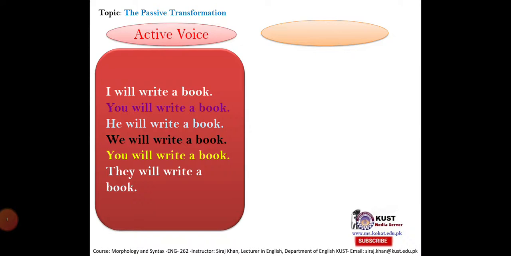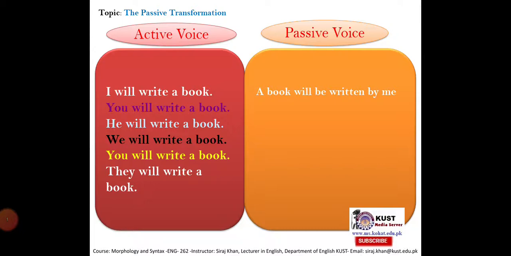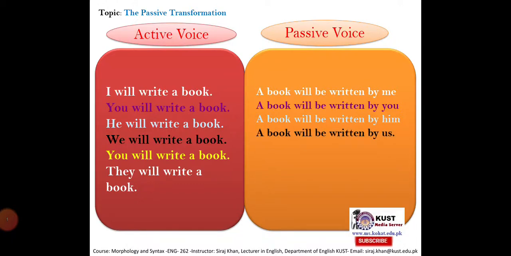We are changing that into passive voice, so it will go like a book will be written by me. I will write a book changes into a book will be written by me. You will write a book, a book will be written by you. He will write a book, a book will be written by him. A book will be written by us. You will write a book, a book will be written by you. They will write a book, a book will be written by them.